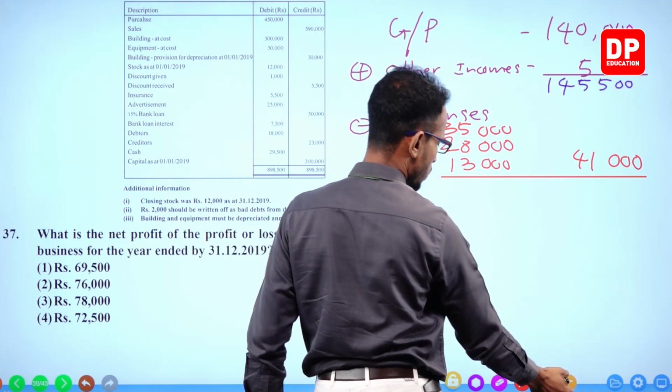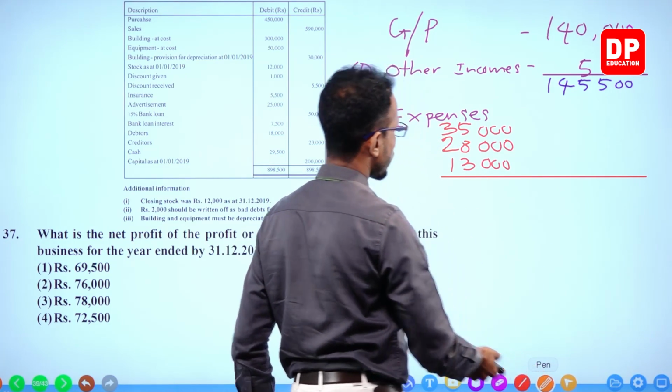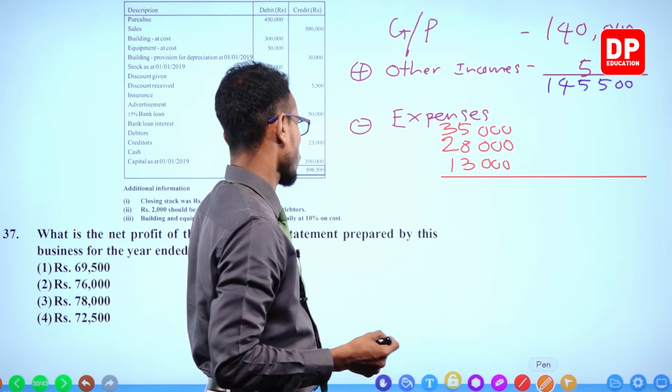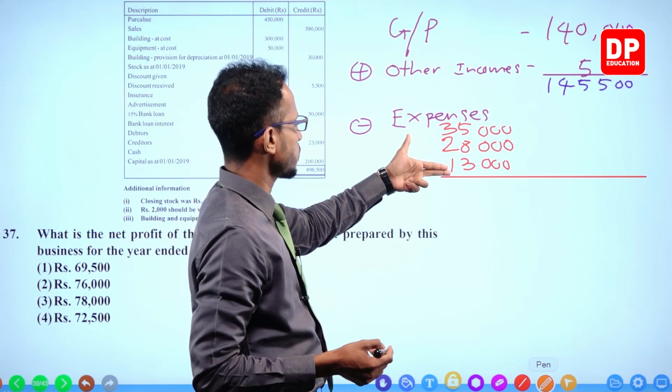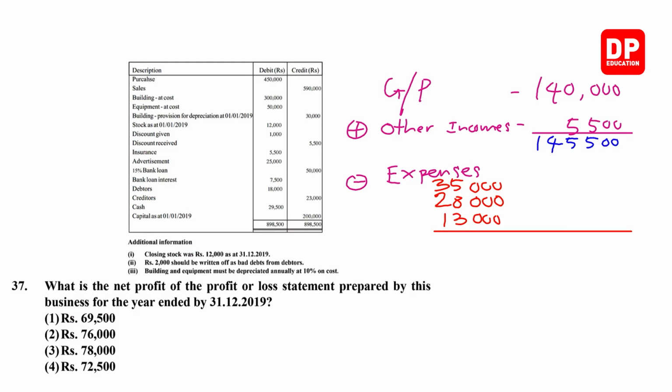Now we can do the addition, because this addition is wrong. Now we can do the addition. 35 plus 28, 63,000 plus 13, 76,000.